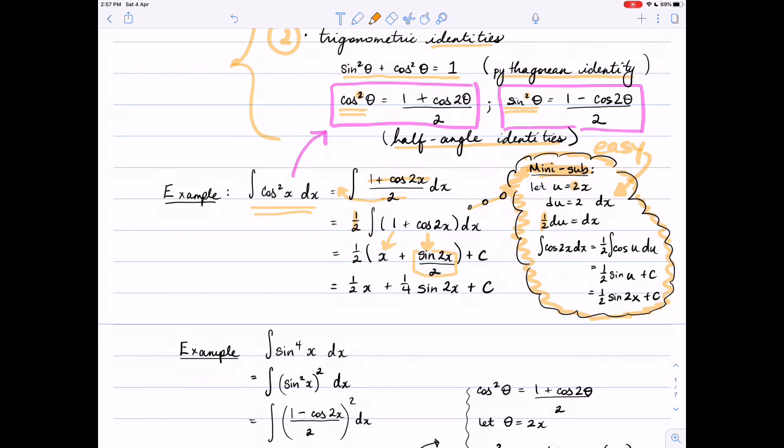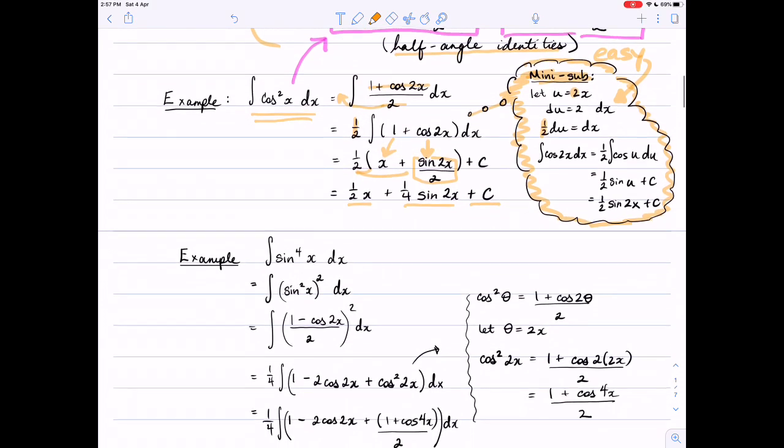So there it is. If we multiply this 1/2 through, we get the general antiderivative as our answer, 1/2 x plus 1/4 sine 2x plus c. That's example 1. Example 1 using these half angle identities. That one there.